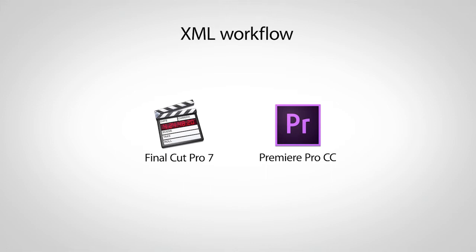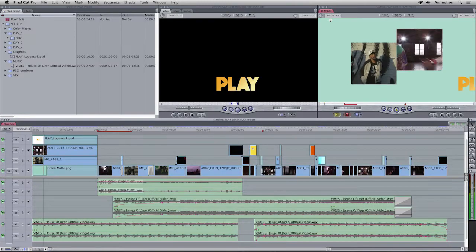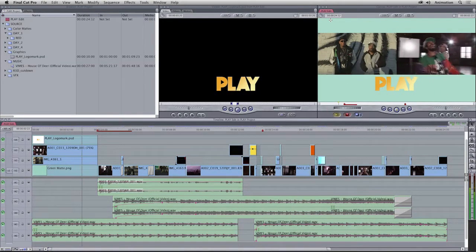I'd like to show you how to migrate a project from Final Cut Pro 7 to Adobe Premiere Pro. To import a project into Premiere from Final Cut Pro 7, you'll need to export an XML file. Let's take a tour of the project I want to migrate out of Final Cut Pro 7.